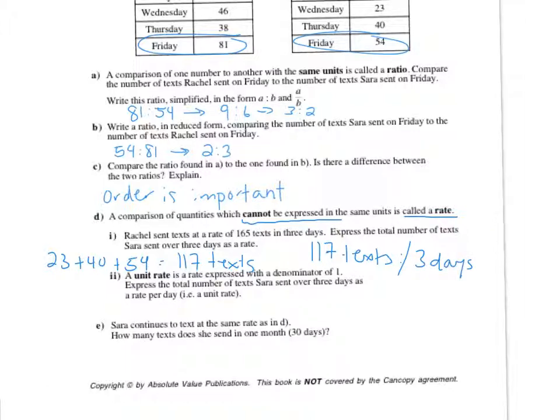Okay. A unit rate is a rate expressed with a denominator of 1. So express the total number of texts Sarah sent over 3 days as a rate per day. You need to divide 117 by 3 because we have 3 days. And if you do that, you get 39 texts per day.